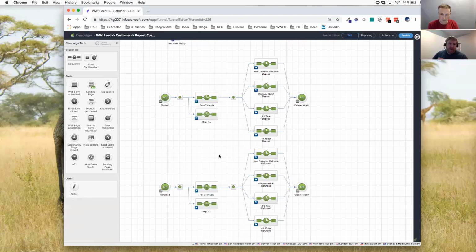There's a little bit of language in there around, hey, sorry we couldn't help you out this time. Let us know what we can do in the future, or ask us some questions about the situation you're trying to solve, etc. But essentially, if that order gets shipped, then I'm pulling them out for a few different reasons that I'll talk about in a minute. But this decision diamond is just saying, hey, which segment did they fall into? Is it the new customer, the welcome back, the 3rd time, or the 4th order?